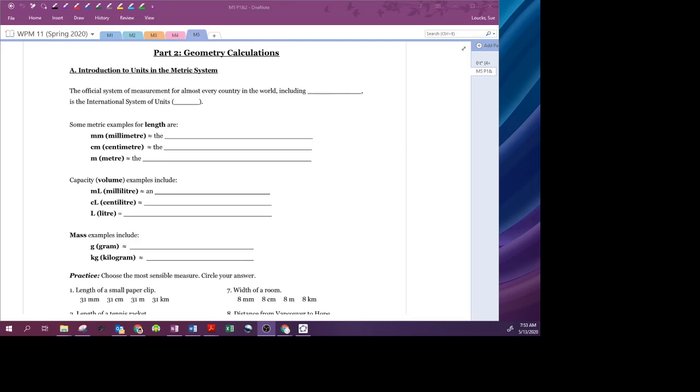Hi everyone, welcome back. Today we're looking at part 2 of module 5 for Workplace 11 Math. This is geometry calculations. We're going to start with what's hopefully a review of units in the metric system.